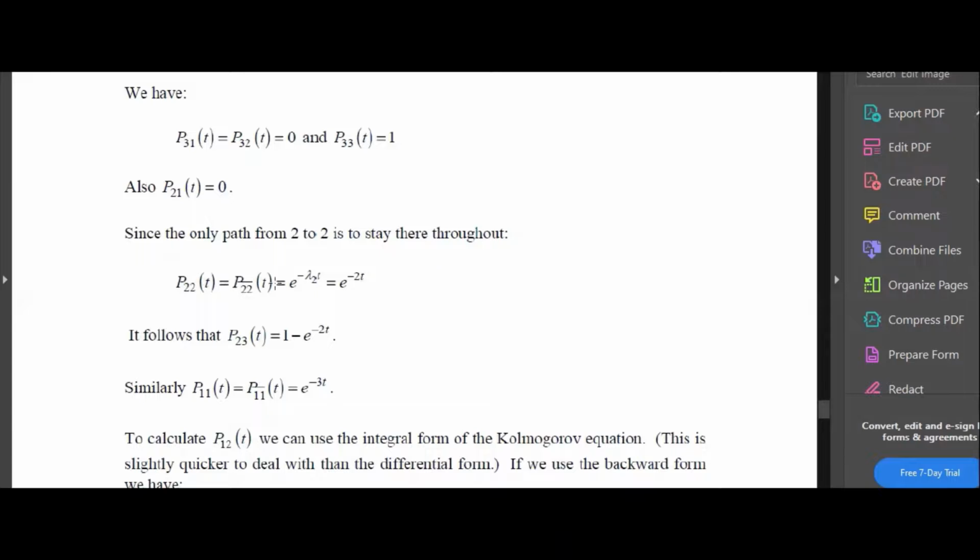However, we have a direct formula way to do it. So 2 to 1 is 0, 2 to 2 you find. So 2 to 3 is also 1 minus that. The total probability should be 1 here. We are talking about probabilities. Similarly, P11, directly the holding time probability you can apply and you can find here.